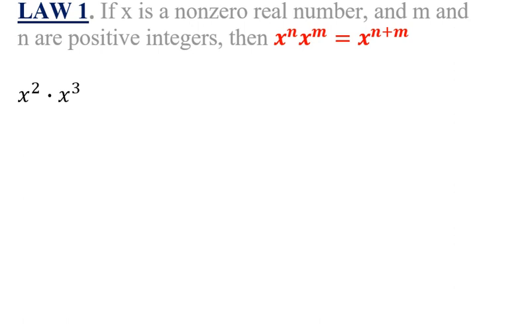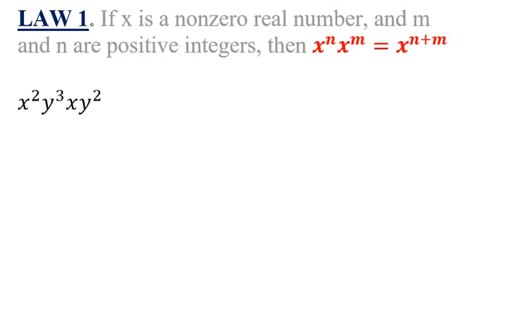For example, x raised to 2 times x raised to 3. Ito ang gagawin natin dyan. Pag-addin lang natin yung exponent. So yan ay x raised to 2 plus 3, and that is equal to x raised to 5.